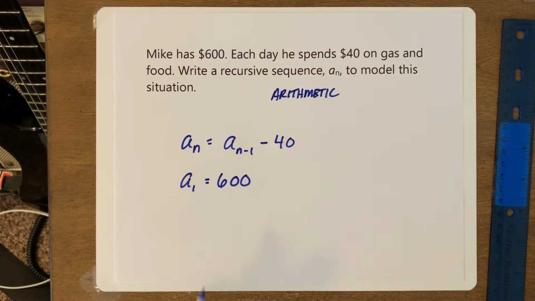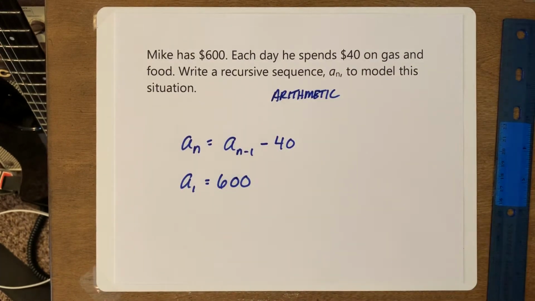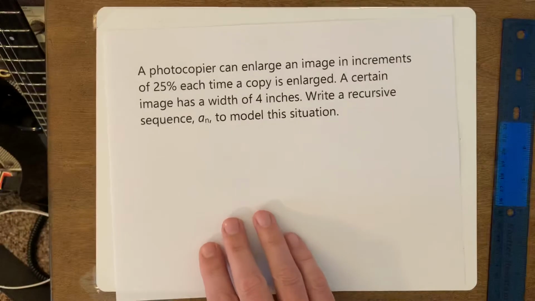And again, you could keep going down and down until you got down to 0 when he doesn't have any money left, as a follow-up question to that. But if all you had to do is write the recursive sequence, this is it right there, and we are done with that one. All right, here's our next one.